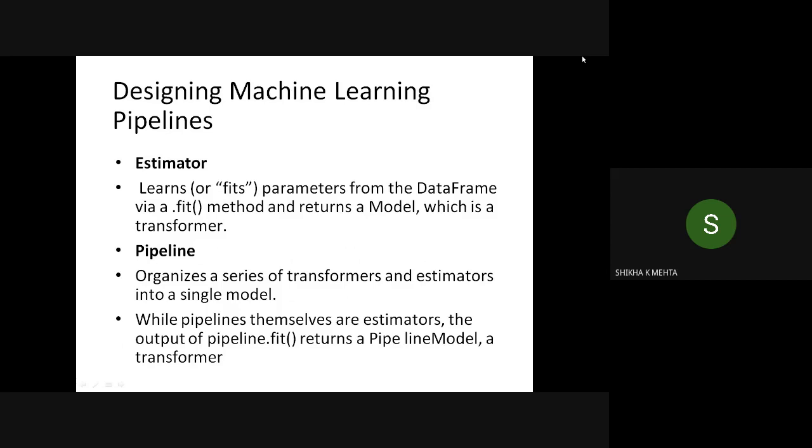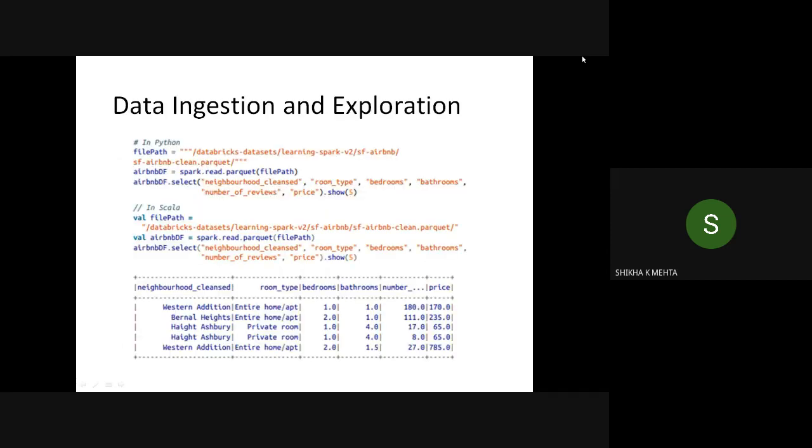Then we have, as we discussed, the pipeline. It organizes a series of transformers and estimators into a single model. So pipelines themselves are estimators. The output of the pipeline's dot fit is a pipeline model, which is a transformer itself. We will see the code further. So let us do the data ingestion and exploration using the machine learning package.